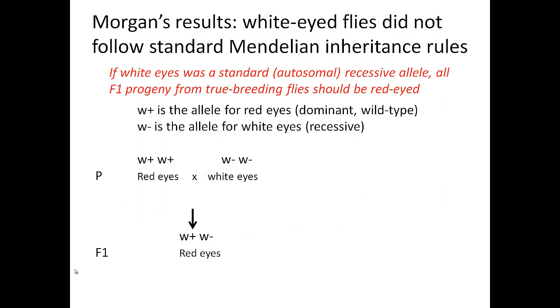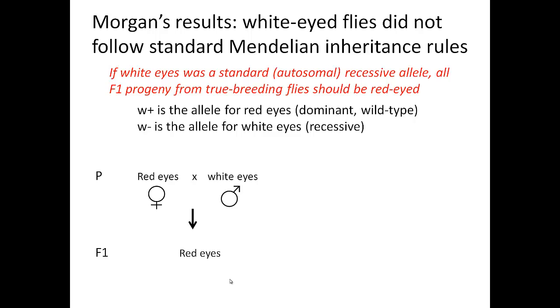results. If the white-eyed mutant was actually a standard autosomal inheritance pattern as described by Mendel, what we would expect is, since the white eye allele, which we're going to call white minus, is recessive to the white plus, which is the dominant wild type allele for red eyes, we'd expect that if you cross a white-eyed fly, a homozygous true breeding line, together with a homozygous red-eyed fly, you would get all red-eyed F1 progeny.